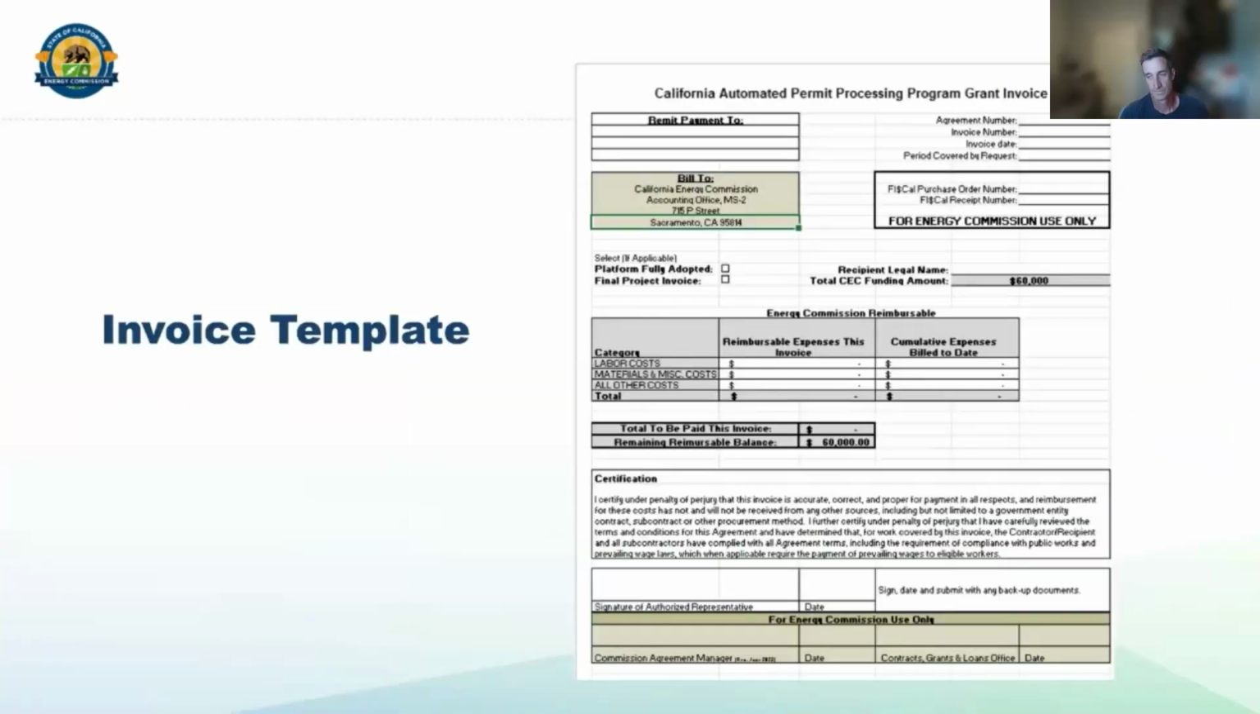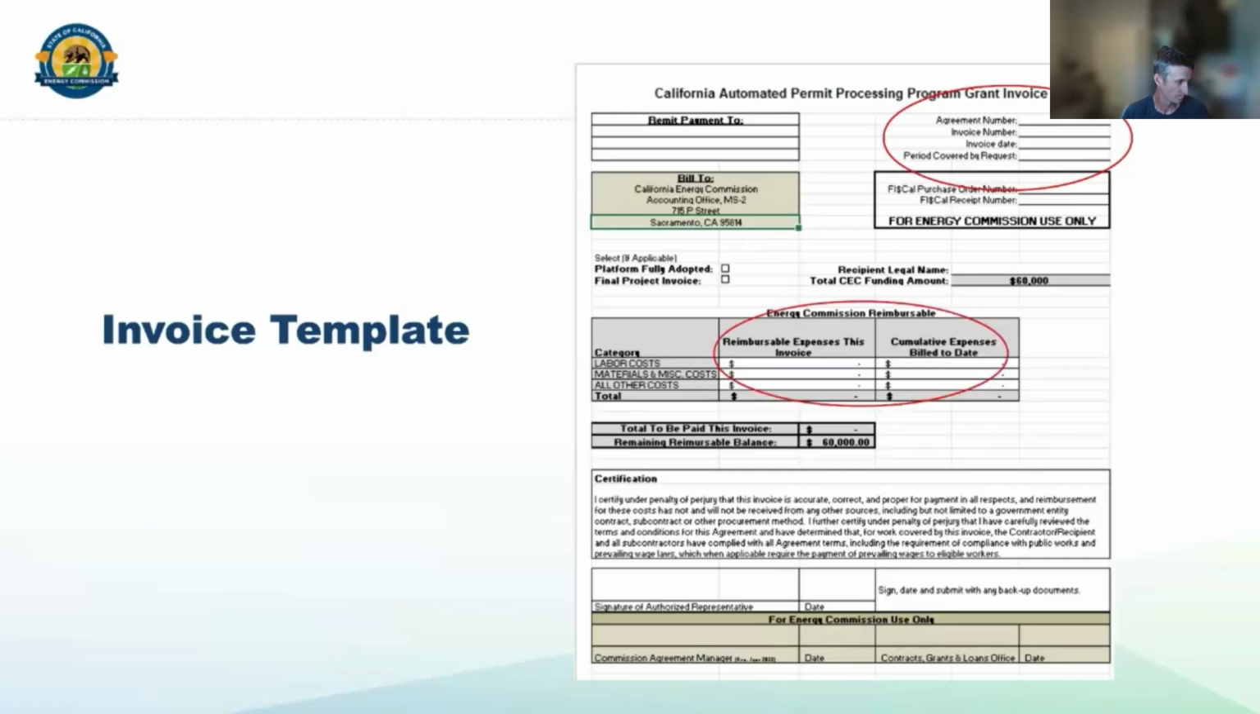The first form is the invoice template, which is only 1 page. Here at the top, you will include your agreement number, invoice number, which is your agreement number with an added -01 or 02, the invoice date, and the period covered by request dates. The beginning date of the period covered by request cannot be before your executed CalAPP agreement date.